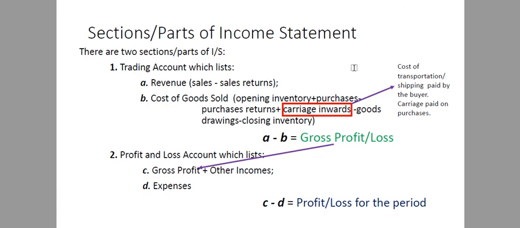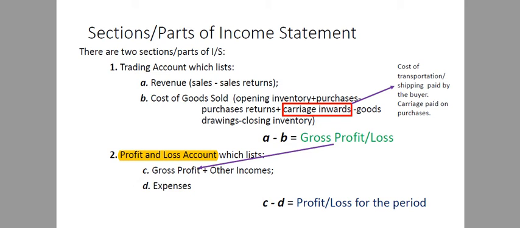Quick review. For the trading account, you find the revenue first, which is your earning, sales minus sales returns, and then cost of goods sold with this formula. Then we minus the two and we find the gross profit or loss. This is what we covered in the last session, and we also showed you how to prepare a trading account. The second bullet point, number 2, this is the name of the second part of the income statement. So the second part of income statement is called profit and loss account. Like the first one was called the trading account, and the second one is called profit and loss account.